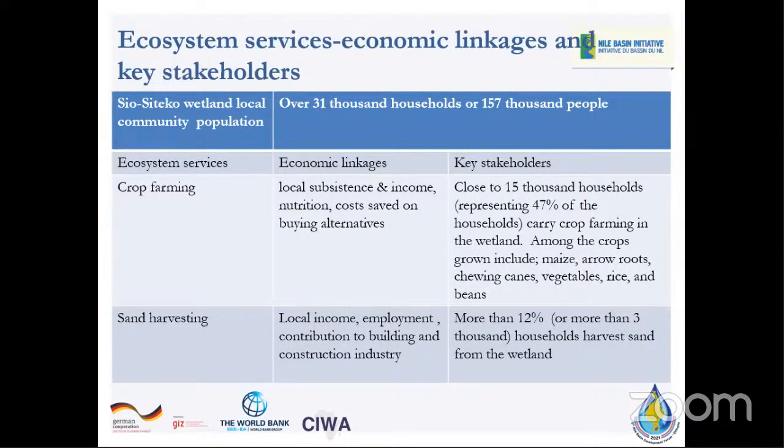So these are basically now the human interactions with the ecosystem services and the benefits that they derive thereof. Crop farming majorly provides local subsistence, income, nutrition, and of course, saving on cost of buying those products or produce from the market. And we found that 47% of households carry out crop farming within the wetland. And among them, they grow maize, arrowroot, chewing cane, vegetable rice, beans, and others. Sand harvesting was an economic activity in the wetland. It provided employment and also income. More than 12% of the households there engaged in sand harvesting.